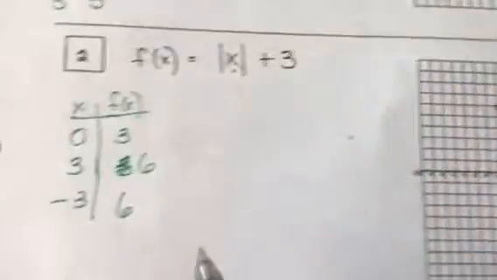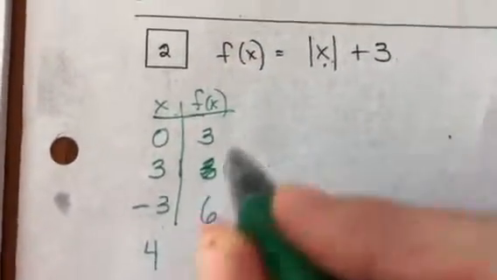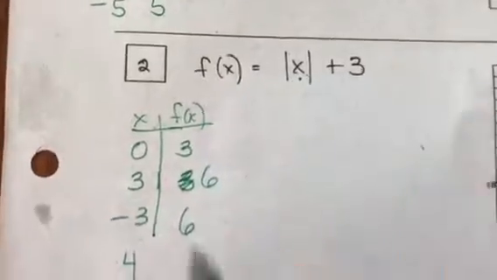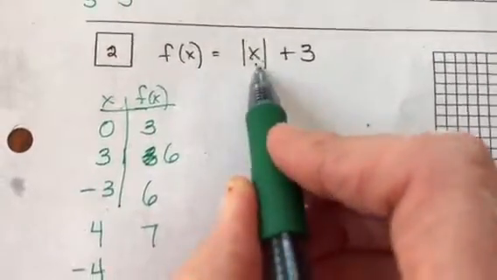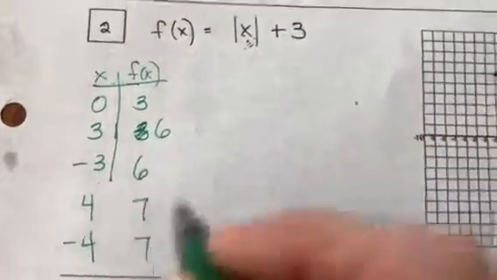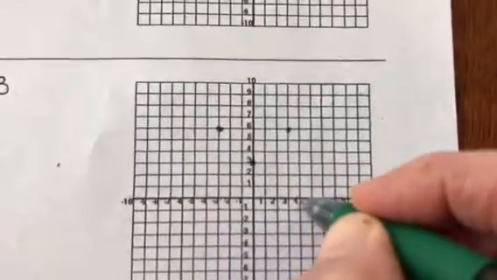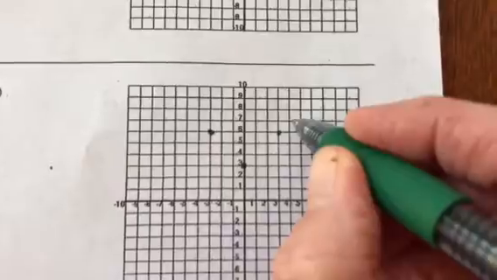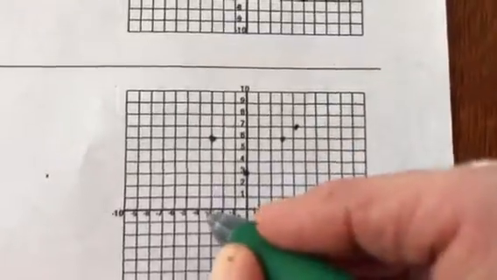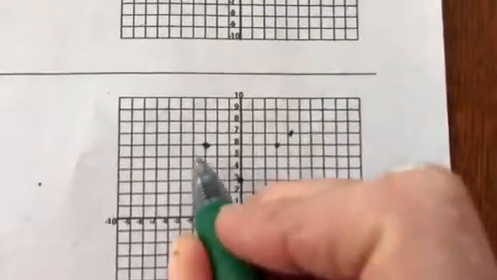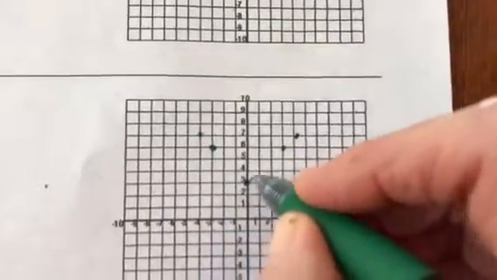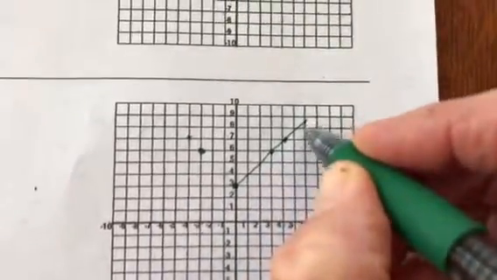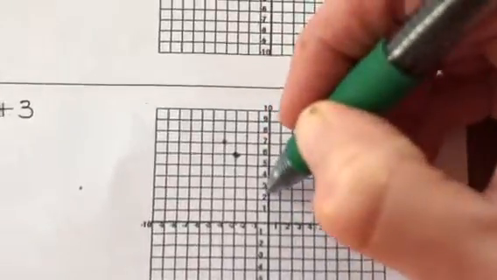Okay. If I plug in like 4, hopefully everybody can see I would get 4 plus 3, I would get 7. If I would plug in negative 4, I would get 4 plus 3 is 7. So there's just a couple extra points. I think in class I told you only had to do 3. I'd probably actually rather you have 5, just so you can be sure. But again, you can see my absolute value function right there.